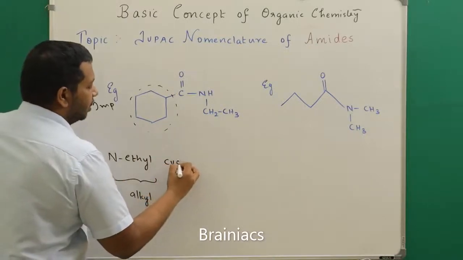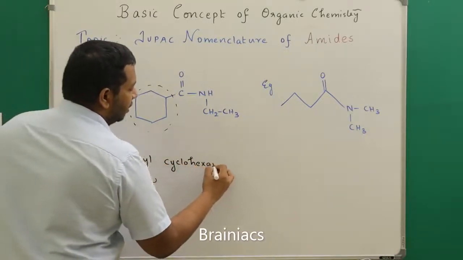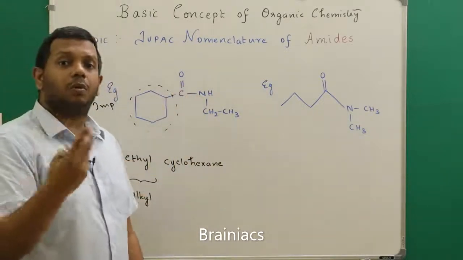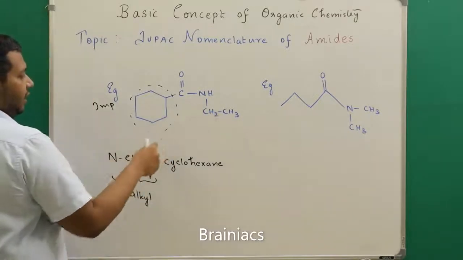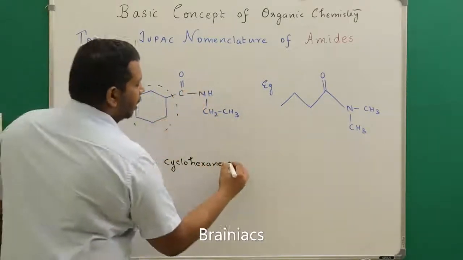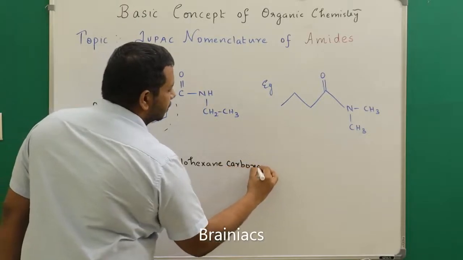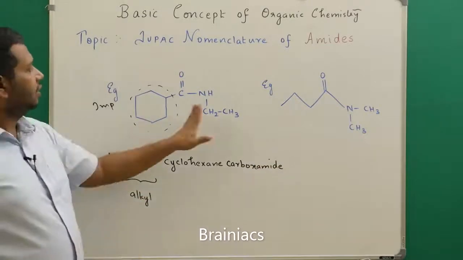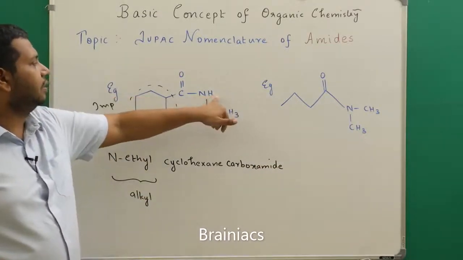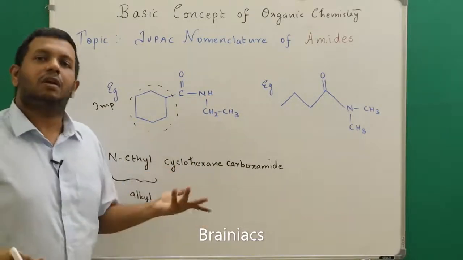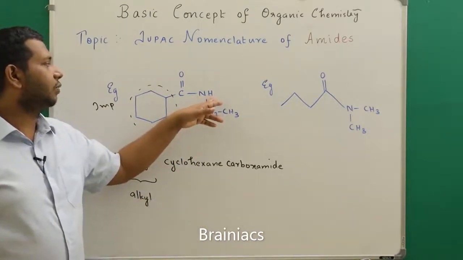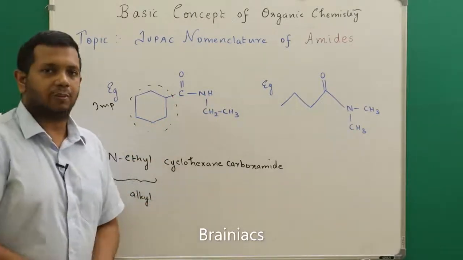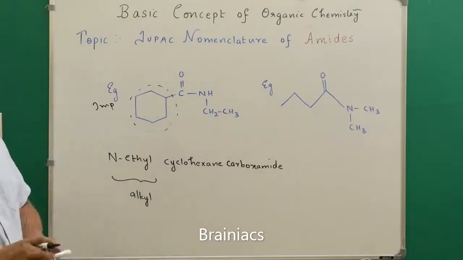So we use the term cyclohexane. If it is not included, what is the suffix we are using? Carboxamide. So N-ethyl cyclohexane carboxamide. Understood? If you remove this, it is CONH2, that is cyclohexane carboxamide. Now instead of one H I put CH2 CH3, then it becomes N-ethyl cyclohexane carboxamide. Okay, so it is clear, I hope.